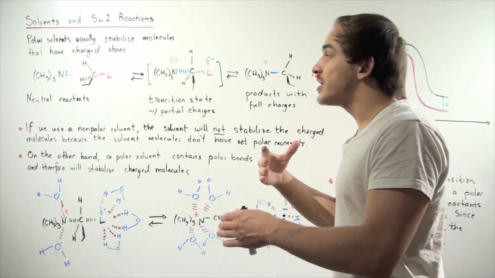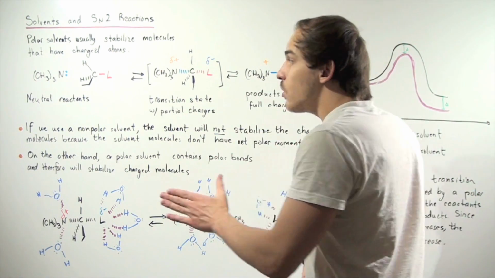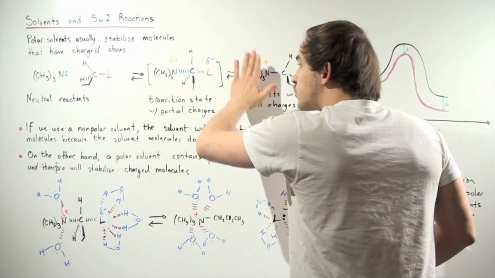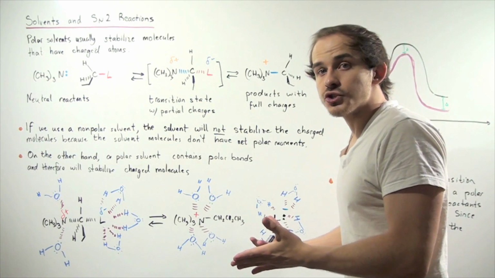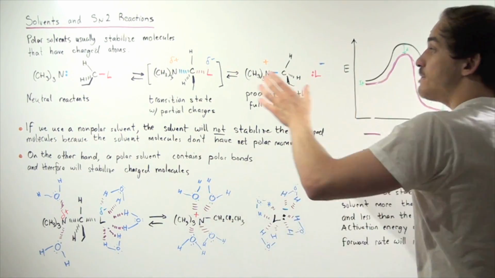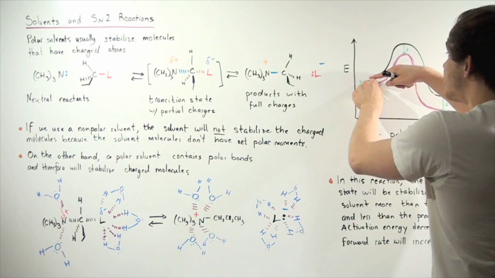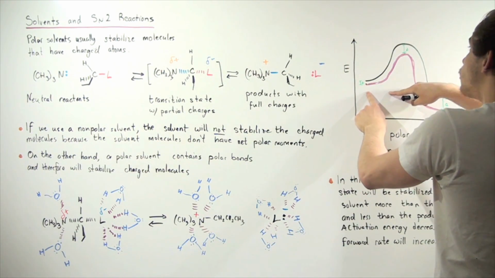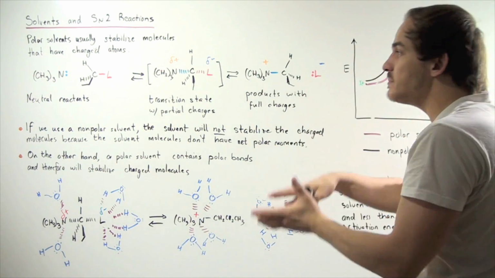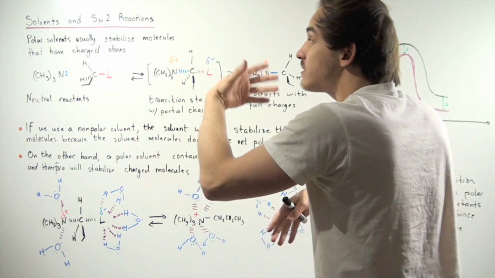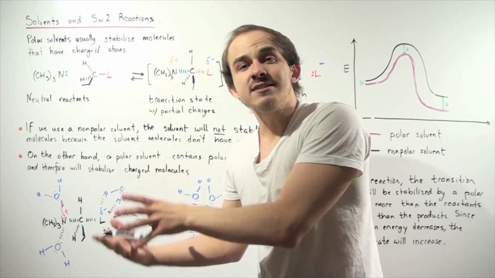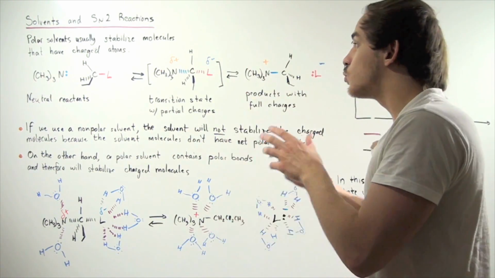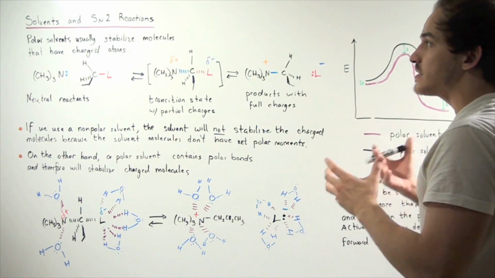Now our situation could be completely opposite. Suppose the reactants have full charges, while this transition state has partial charges. That means if this has full charges, this will be stabilized more than this guy, and then our activation energy will increase. And so sometimes our polar solvent or our solvent will act to increase the rate of Sn2 reactions, while other times our solvent will act to decrease the rate of Sn2 reactions.